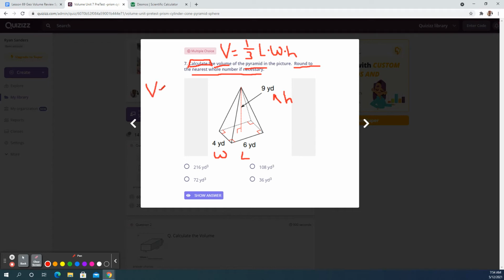Plugging everything in: 1/3, length is 6, width is 4, height is 9. The 3 goes into the 6 twice, so I'll change that to a 2. We now have 2 times 4 times 9. 2 times 4 is 8. 8 times 9, 72 yards cubed.